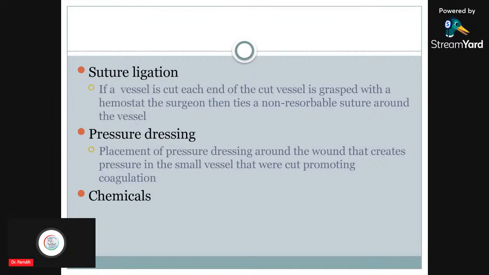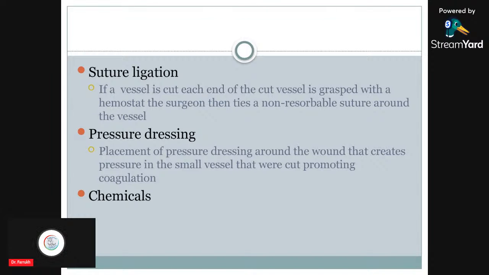Then we have suture ligation. If a vessel is cut, each end of the cut vessel is grabbed with the hemostat. The surgeon then ties a non-resorbable suture around the vessel. Then we have pressure dressing: placement of pressure dressings around the wound creates pressure on the small vessels that were cut, promoting coagulation.